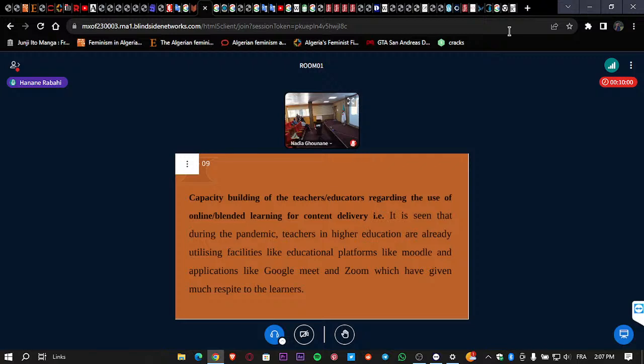of the teachers and educators regarding the use of online blended learning for content delivery. That is to say, it is seen that during the pandemic, teachers in higher education are already utilizing facilities like educational platforms, like, for instance, Moodle, and applications like Google Meet and Zoom, which have given much respite to the learners.